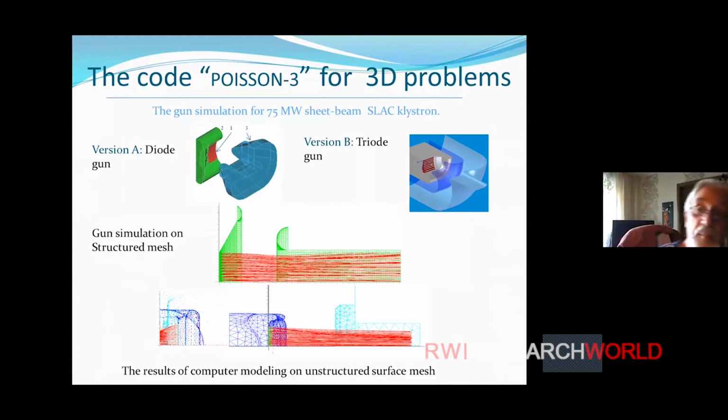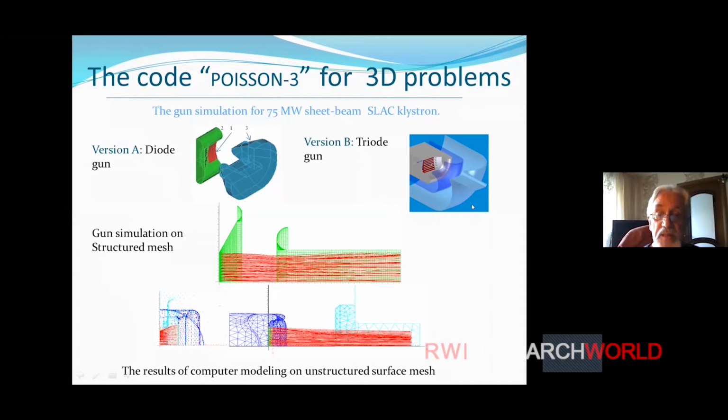The first example of industrial application is the electron gun for the 74 megawatt sheet beam klystron, which has been fabricated at Stanford Linear Accelerator Center. You can see two versions. The diode gun consists of two elements, cathode and anode, and the triode gun includes three elements: cathode, grid, and anode.